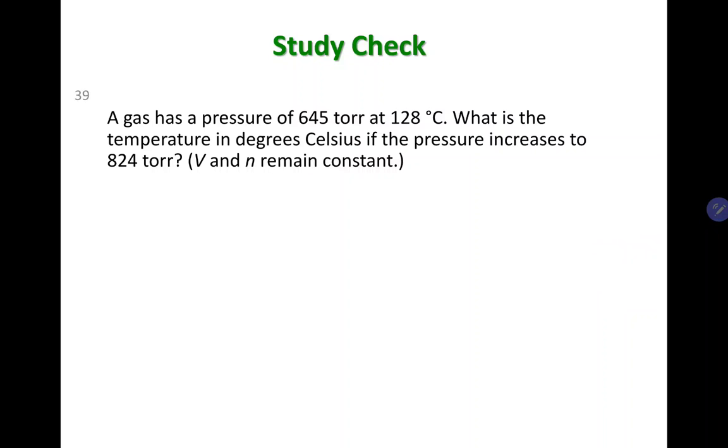Let's do this one really quickly. We know P1 and T1, and then we know P2. The pressure is increased. If we look at the constants, they are V and N. So if V and N are constant, we can use Gay-Lussac's law. So what is Gay-Lussac's law? P1 over T1 equals P2 over T2.